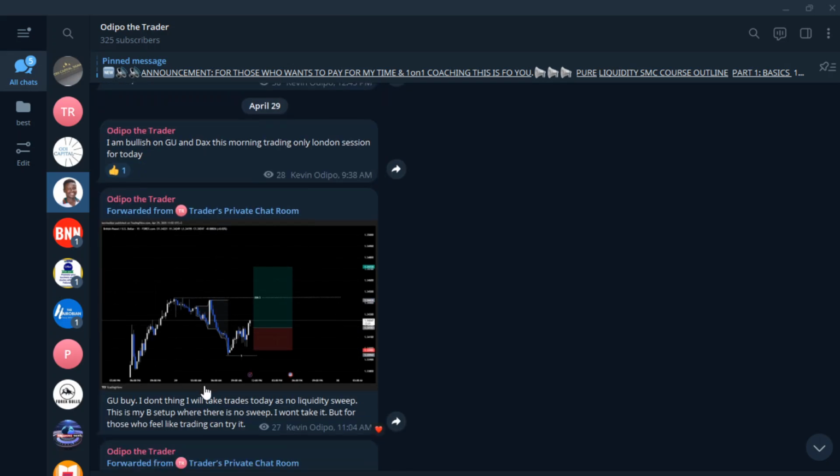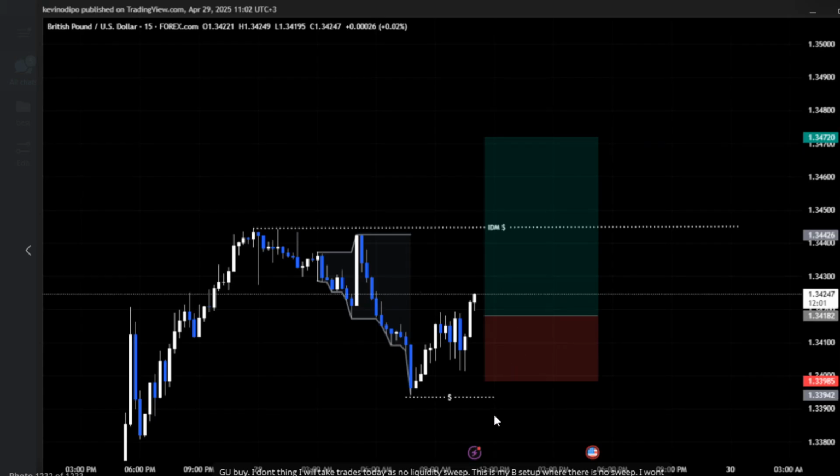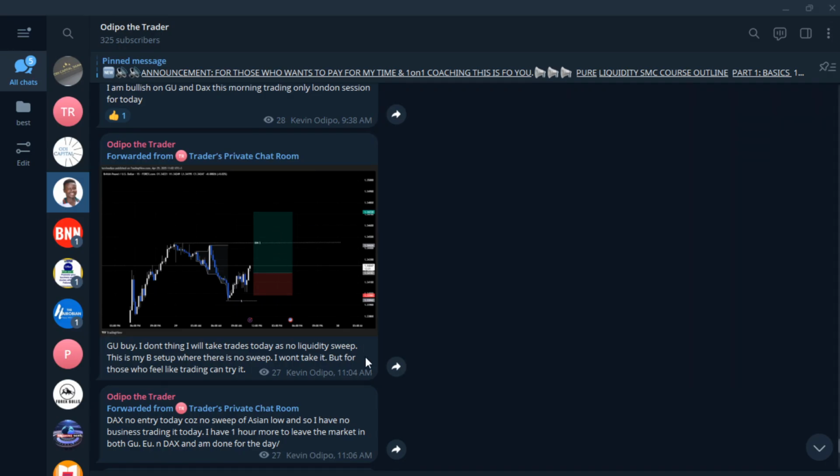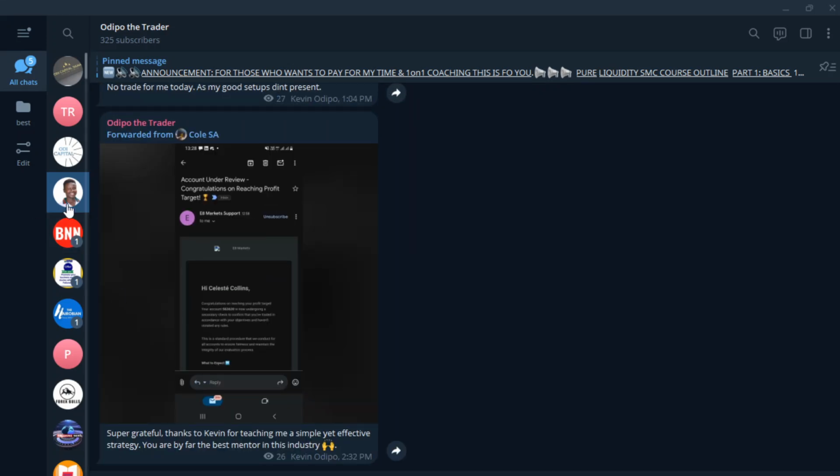Again, there is this part here, which is the GU buys, but this one I did not take because there was no session raid, as you can see here. Then eventually it didn't even work, because I obeyed my rules, and so I did not take the trade.